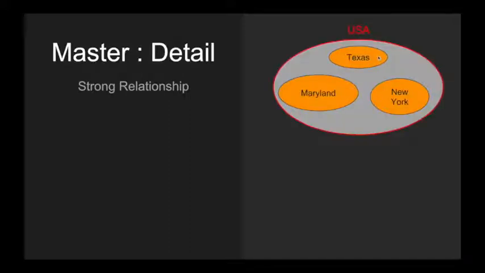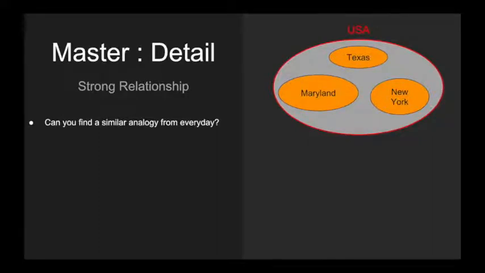Now let's try to understand the master-detail relationship. Master-detail is a very strong type of relationship. Imagine here are some records which are like states: Texas, Maryland, New York, and here's USA. Maryland, Texas, and New York have to be within the US. Texas cannot decide, hey, I want to be part of Mexico. No, it cannot happen. Texas has to stick to the US. That's why it's a very strong relationship.